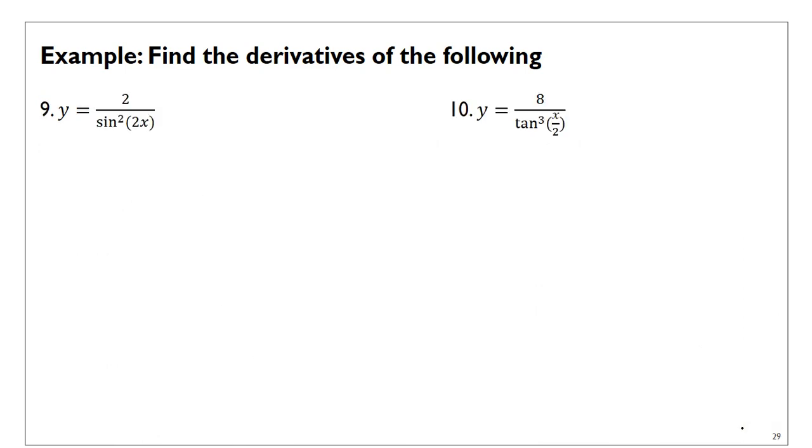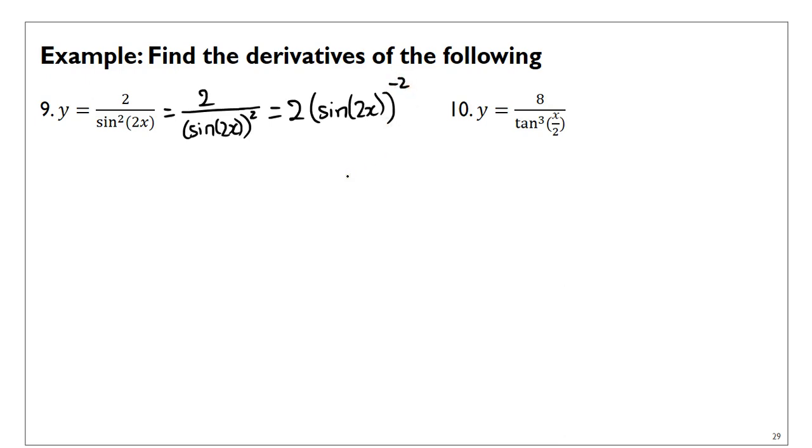So last two examples, we've gone down to the denominator. Don't be terrified or intimidated just because you see this. You can just simply rewrite. First of all, this is the same as 2 over sin 2x squared. So you can move the denominator up to 2 and then sin 2x to the power of negative 2.